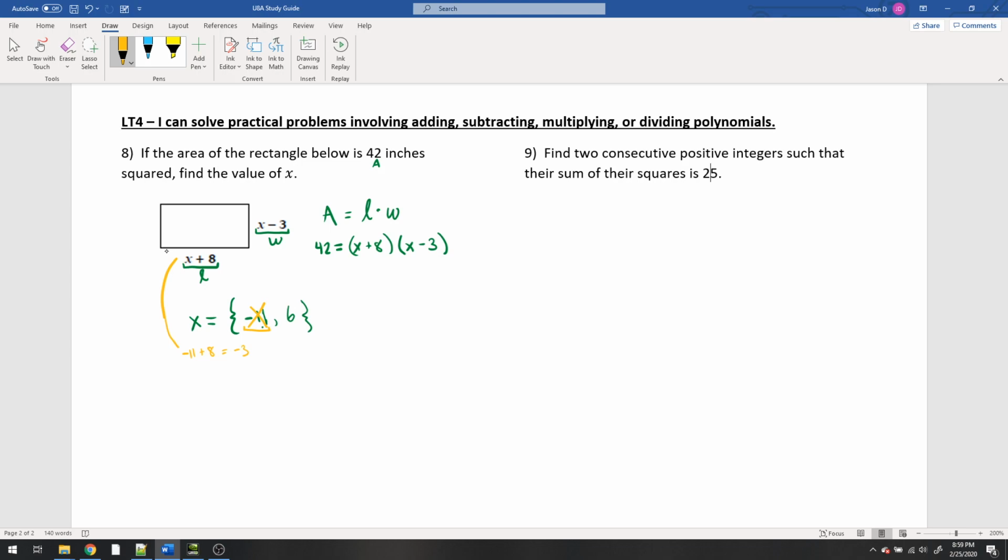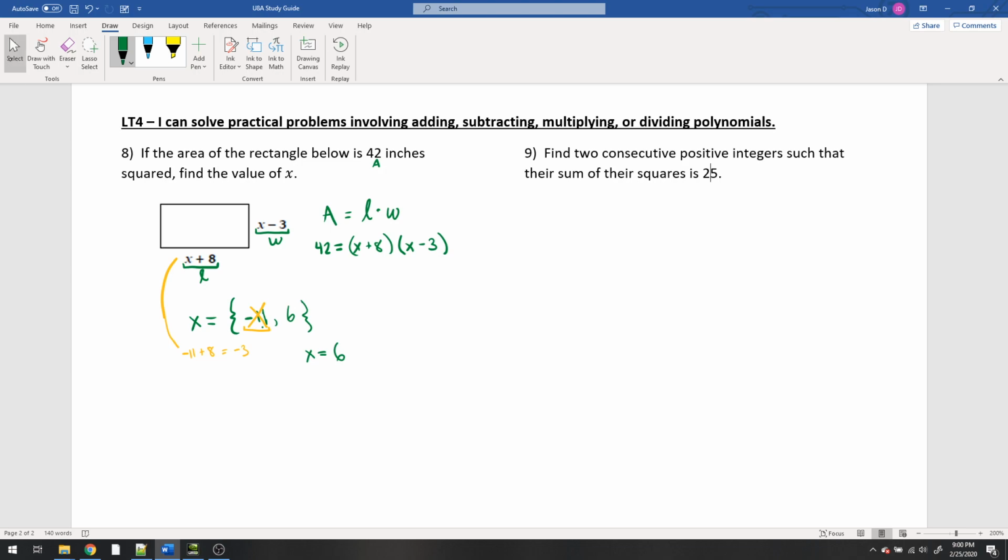We can plug 6 into the length, giving 14. We can plug 6 into the width, giving 3. So 6 is totally okay. Once we've eliminated negative 11 as one of the possible solutions, it means the only allowed solution is going to be 6. And since it's actually just one number in the solution set, I'm going to get rid of the curly brackets. It's just one solution. X equals 6 is that mystery value of x.